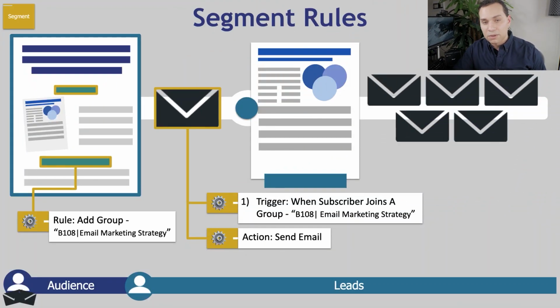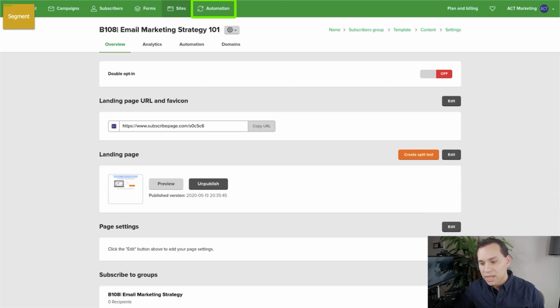So let's go ahead and go back to our diagram here because we completed the first part. We have our landing page done and we have our first rule set up. So now it's time for the email automation side of Mailerlite. And to do that, we'll jump back into the Mailerlite interface and we'll go over to automation.